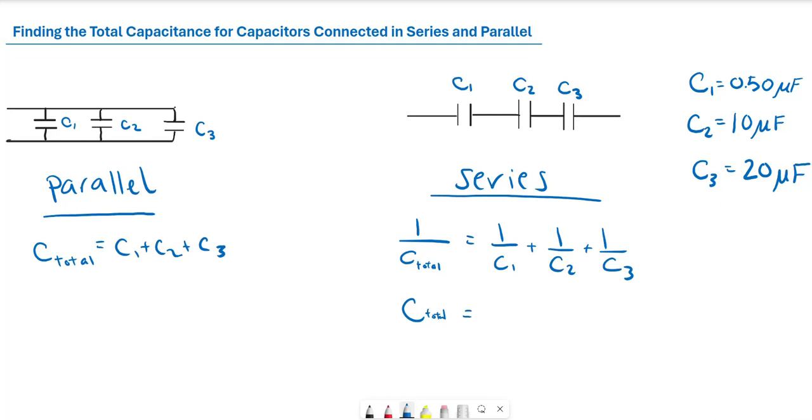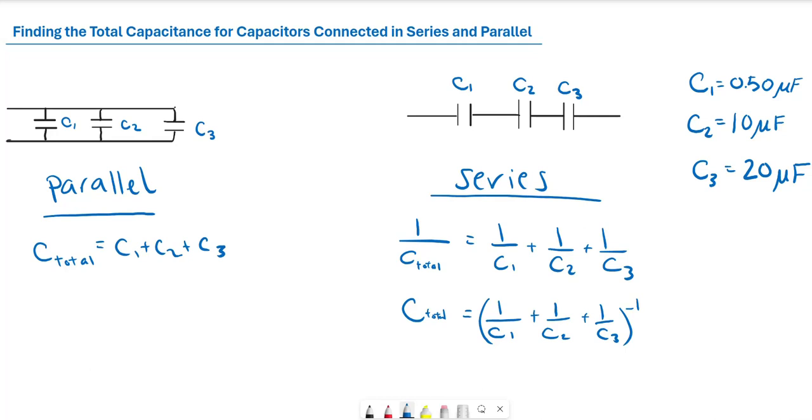Now we want to take the inverse of the right side. So in order to put this into an equation before you have the actual values, you would just put 1 over C1 plus 1 over C2 plus 1 over C3. And this just means you take the inverse of that whole value. So once you have 1 over C1, you add that to 1 over C2, and then you add that to 1 over C3, and then you take the inverse of that number.